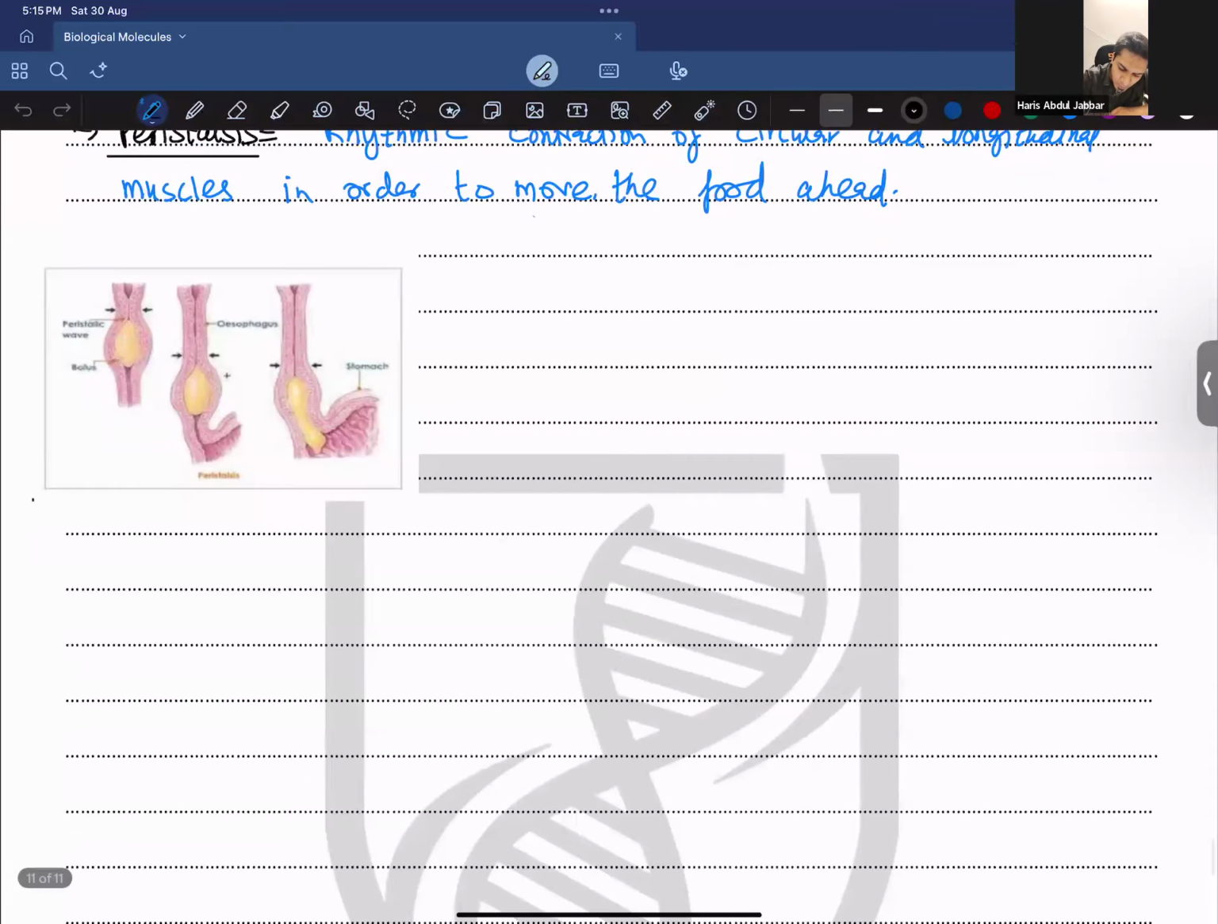Now, अब हम लोग क्या देखते हैं? Now that we know this, let's talk about the stomach. Now again, हमारे पास esophagus क्या कर रहा है? It's basically connecting the mouth towards the or till the stomach.